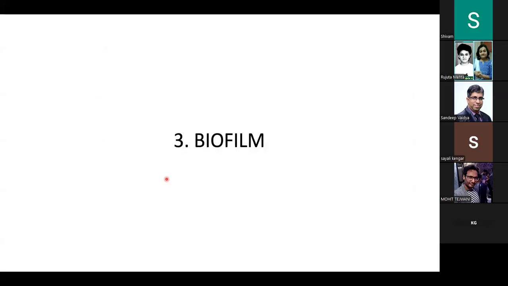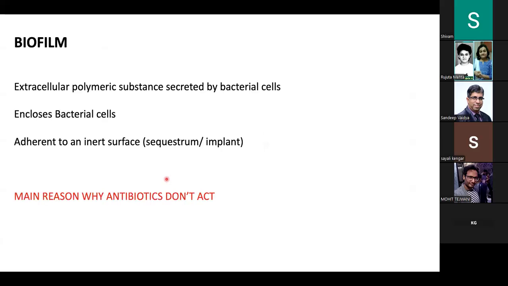Then we come to probably the most important part of the pathology of chronic osteomyelitis, and that is biofilm. So please understand what a biofilm is. It is an extracellular polymeric substance which is secreted by the bacterial cells themselves. This polymeric substance walls off or encloses the bacterial cells. And then this biofilm searches for and adheres to an inert surface, that is a dead surface. Most commonly in chronic osteomyelitis, this inert surface is either the sequestrum, or in post-operative cases, it is the implant.